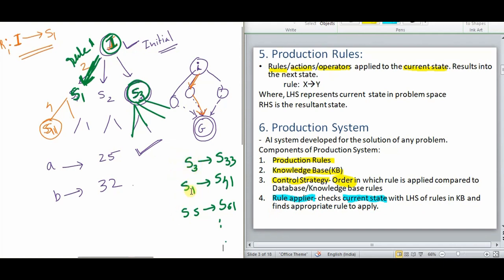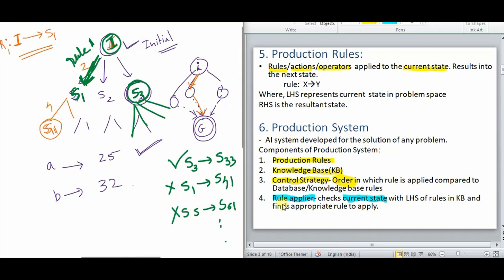Okay, this left hand side S1, is it matching the current state? No. So this cannot be applied. Is this left hand side matching the current state? No, this also cannot be applied. Okay, this is S3. Is it matching the current state which is S3? Yes. So the rule applier will now know that I have to apply this rule and no other rules.